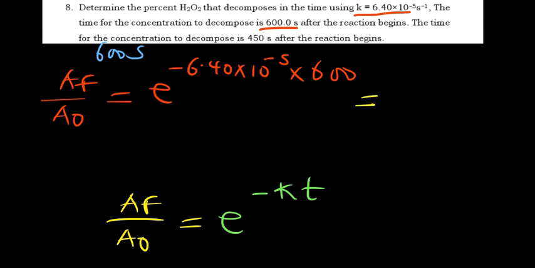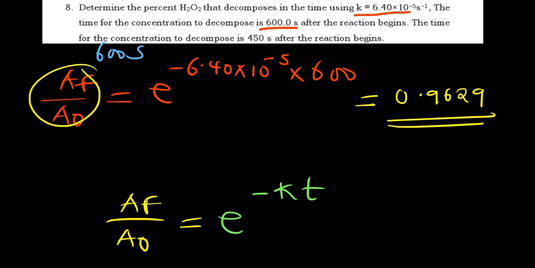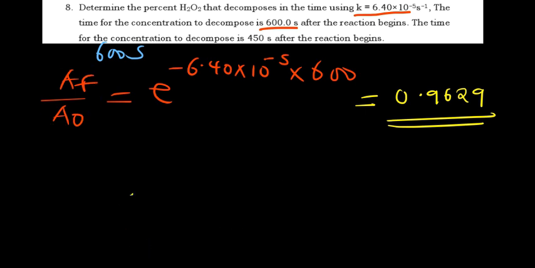So when you plug in those values, the value you're getting is 0.9629. Okay, so that's the value. That's the ratio of the final to the initial. So what does that mean? So you found the ratio of the final to the initial.